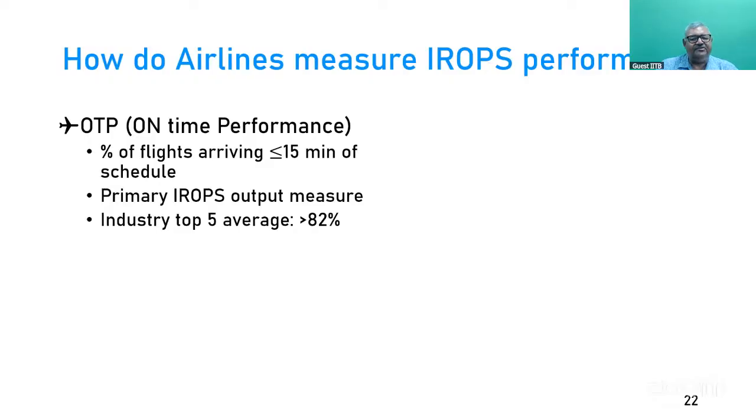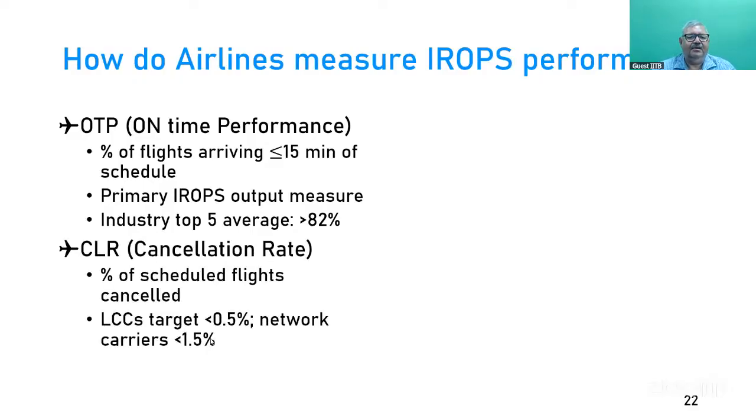This is the primary measure. In fact, every airline will boast on their website or in their advertisement that we have more than 85%, 90% OTP. Basically, what they want to say is that 90% of the time our flights operate without 15 minutes or more delay. Then you also have something called the cancellation rate, CLR. The cancellation rate basically is how many scheduled flights have been cancelled.